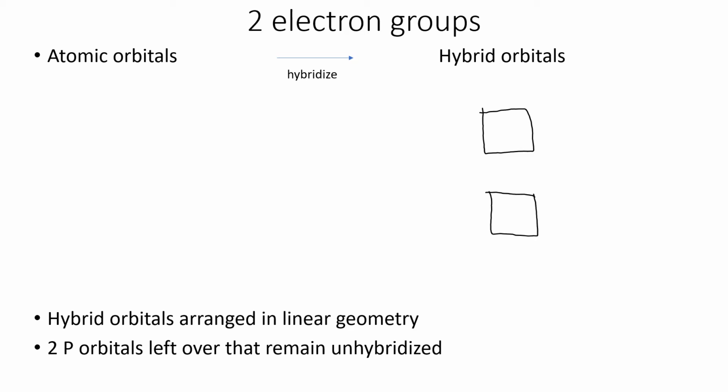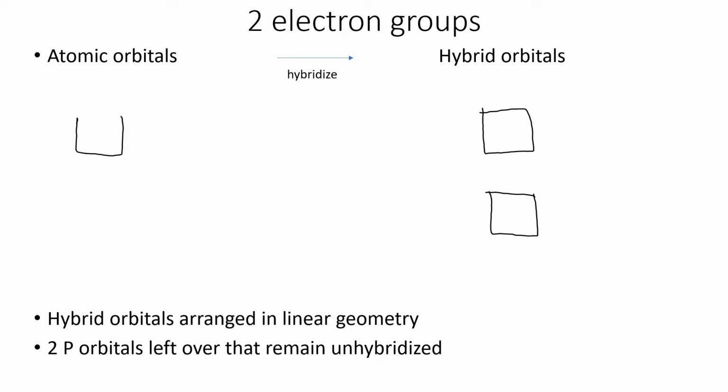And I need to make two hybrid orbitals. That's the first guideline. That's all it's saying is that two electron groups, we need two hybrid orbitals in order to represent them. The second guideline says, well, if you need two hybrid orbitals, you're going to have to use two atomic orbitals in their creation.